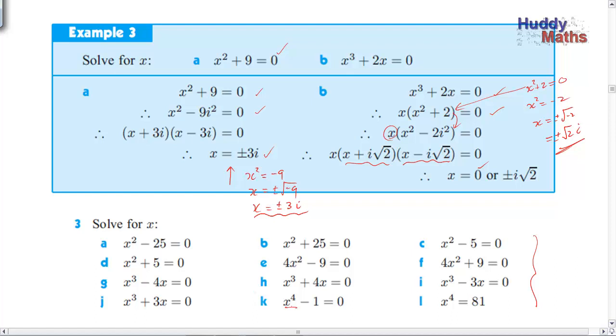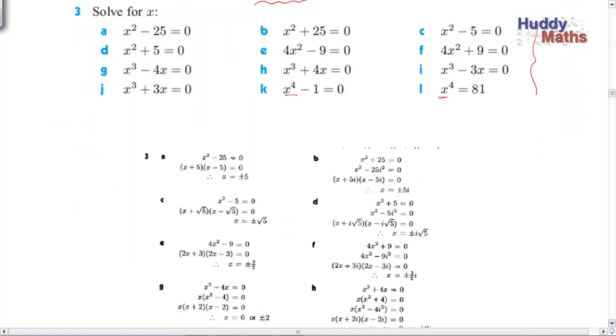Check these x to the fourths here. Okay, have a look at those. All right, pause it, have a go. Going to show you the answers now. So here they are, down to J.